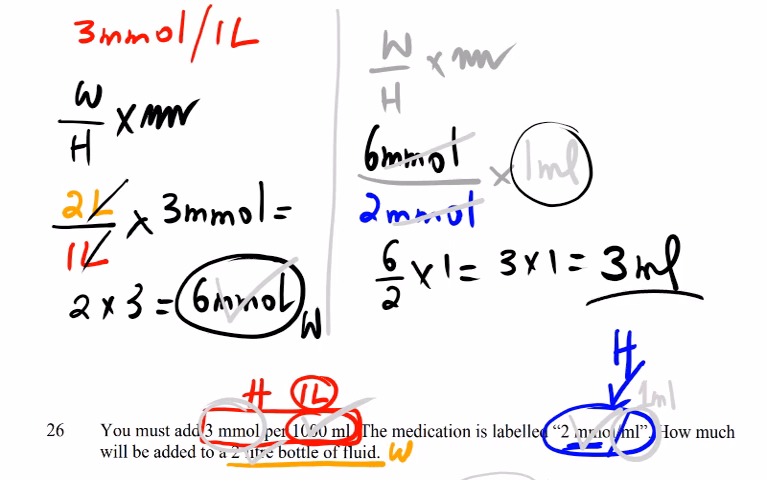So our final answer will be again 6 millimole, and I'll highlight here. 6 millimole will be contained in the 3 ml stock solution, and all this 3 ml is going to be added to the 2-liter bottle of fluid.